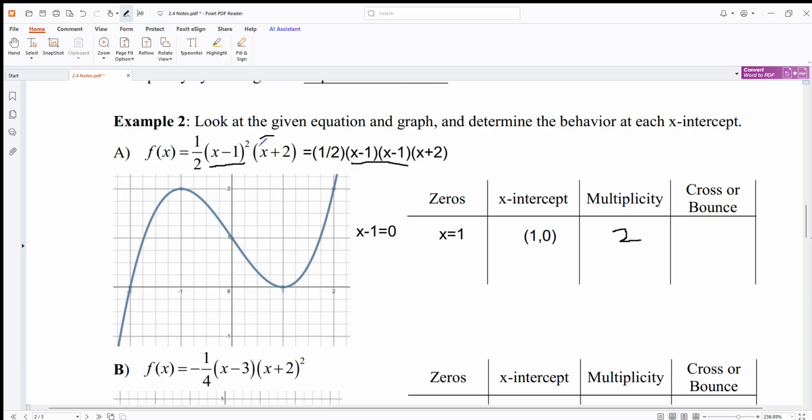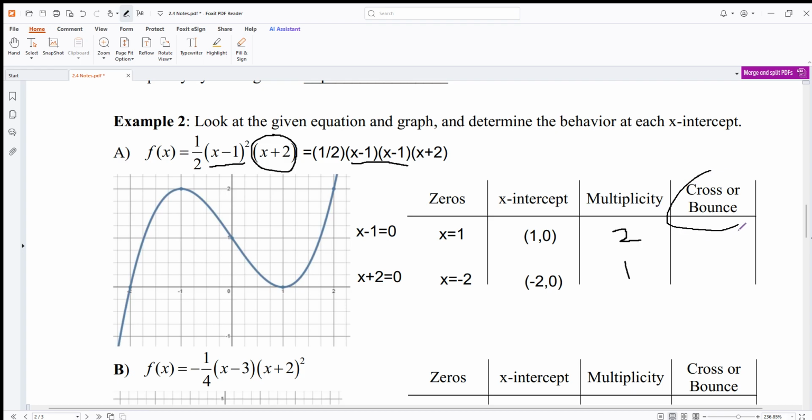Versus if I were to look at the x plus 2 parenthesis, if we have that x plus 2, and I set that equal to 0, then we get x equals negative 2 is the 0 value. So negative 2 comma 0 is the intercept. There's only 1 of these in my equation. There's not more than 1, there's just 1. So it has a multiplicity of 1.